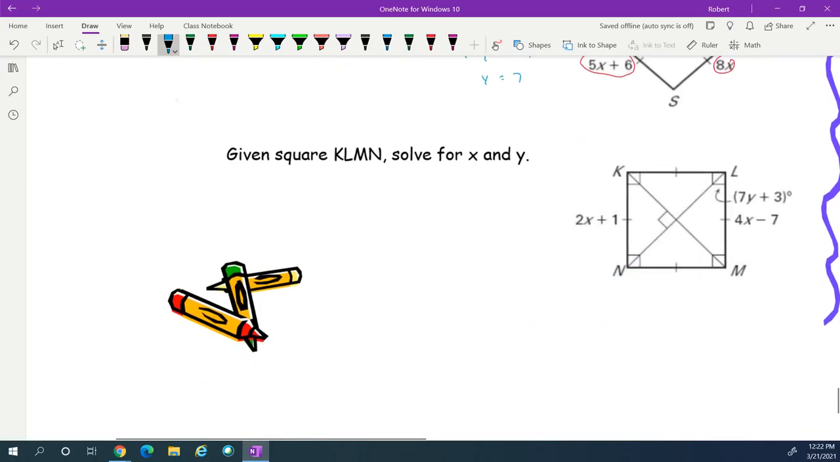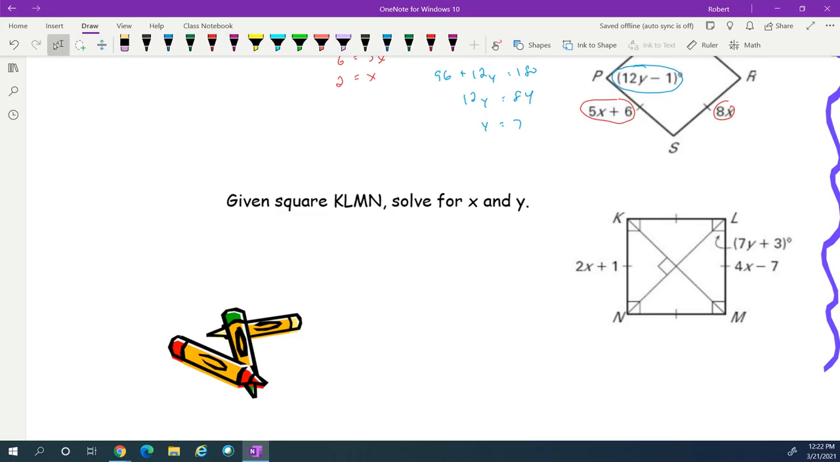Looking at our final question here, we're working with a square. And again, we're solving for x and y. So let's start with x. Look at the parts that have an x. They are the opposite sides. The picture's already marked, but we also know in all parallelograms, the opposite sides are congruent. So 2x plus 1 equals 4x minus 7. That's 2x, 8, and x equals 4. In a square, all 4 sides are congruent. So now we can plug it in and we can get KL and NM. They're all 9.